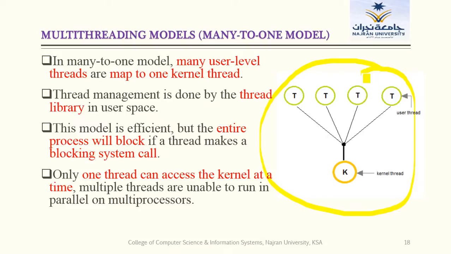The main disadvantage we saw in the many-to-one model is that if one thread is blocked, then the whole process will block. Also, if we have a multiprocessor system, it is not possible to execute more than one thread at the same time. Only one thread can execute if we are using the many-to-one model.